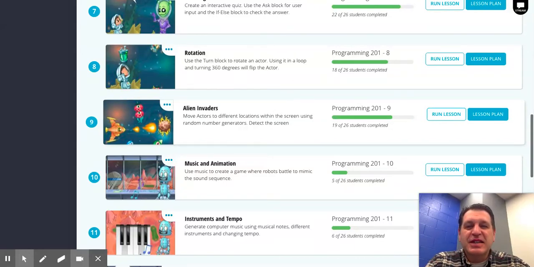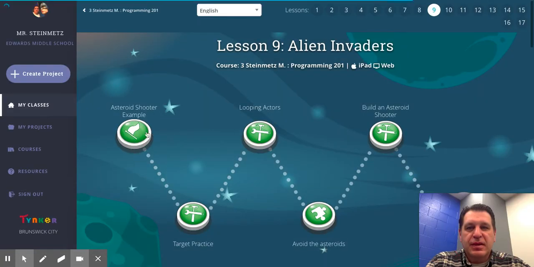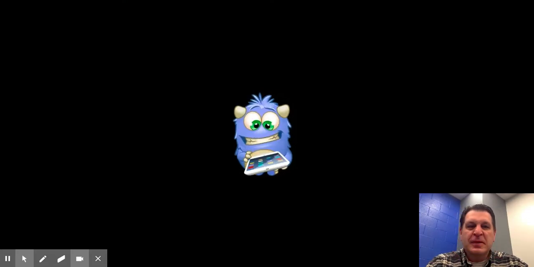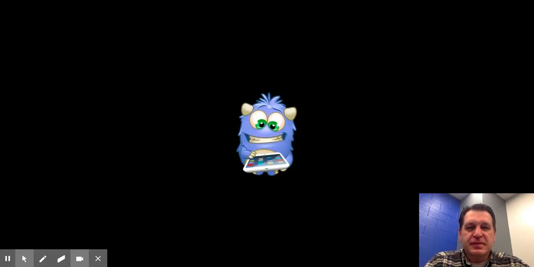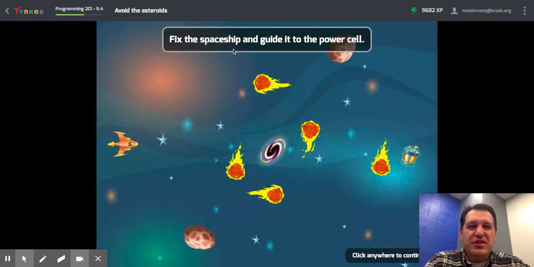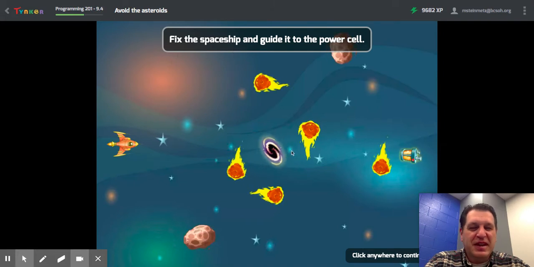This is Tynker 201, Lesson 9, Alien Invaders, Part 4. So 1, 2, 3, 4, avoid the asteroids. Okay, so make sure that the controls for the spaceship will help guide you through, not hit asteroids, not hit a black hole.